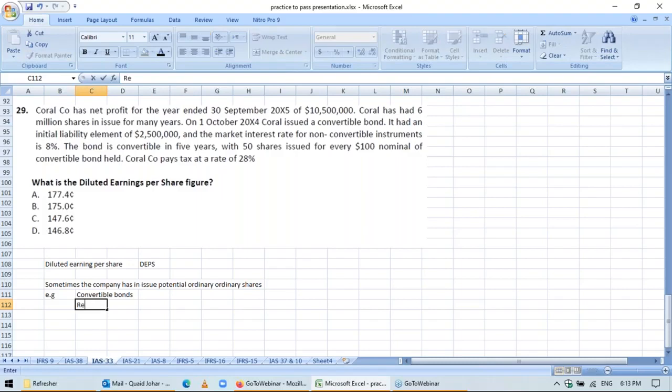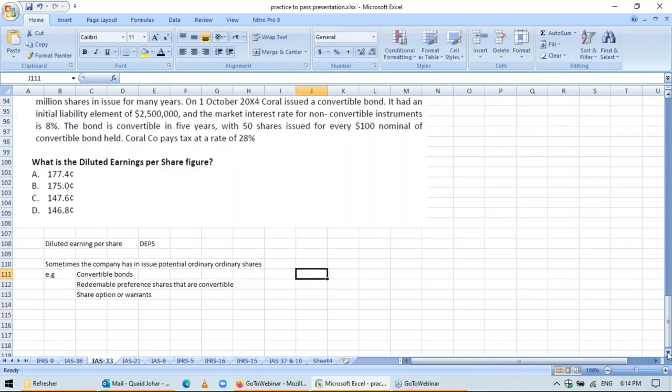Other than the convertible bond, we may have convertible redeemable preference shares, or we may have share options or warrants. So these are some of the usual potential ordinary shares which may get converted into ordinary shares and increase the company's ordinary shares in the future. But right now they have not resulted in ordinary shares, right?